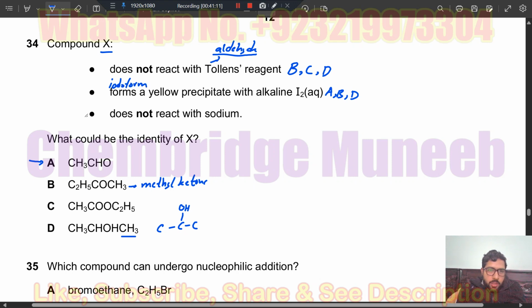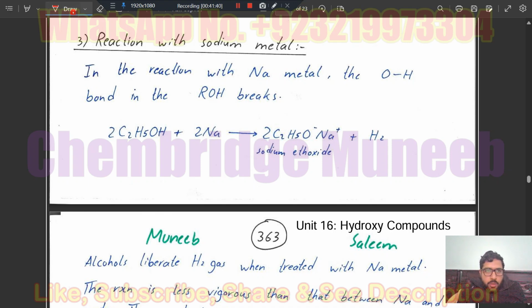Now point D says it does not react with sodium. So an aldehyde cannot react with sodium. A is there. The ketone of B cannot give this test, and the ester cannot also give this test. However, the alcohols can react with sodium metal, because alcohols have slightly acidic properties, which are comparatively less acidic than water. So you can find in my notes the reaction of sodium metal with the OH of the alcohol.